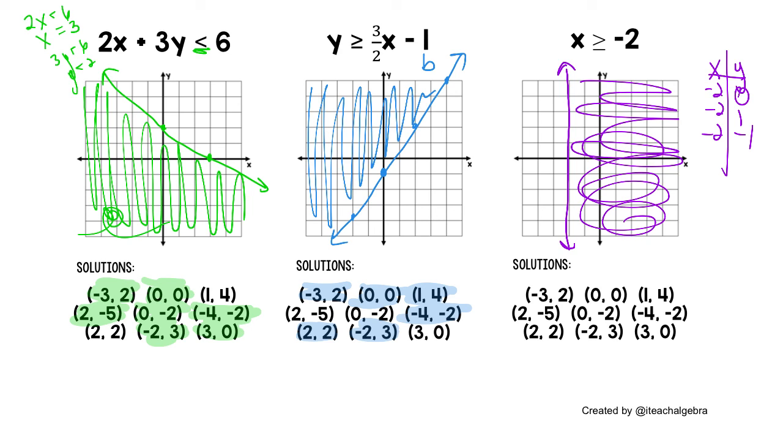Let's check our solutions. -3, 2 is not. 0, 0 is. 1, 4 is. 2, -5 is. 0, -2 is. -4, -2 is not. 2, 2 is. -2, 3 is. 3, 0 is as well. So that's pretty much all there is to it. It's just graphing using the correct type of line and the correct shade.